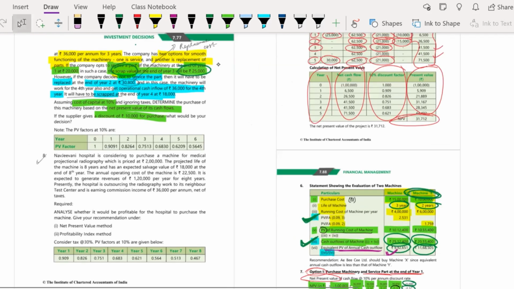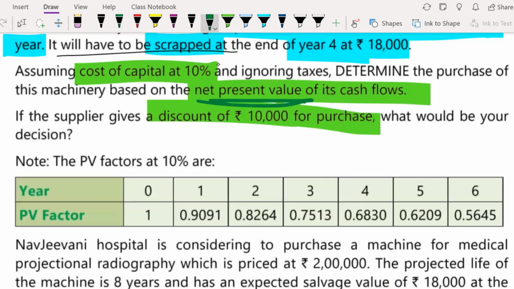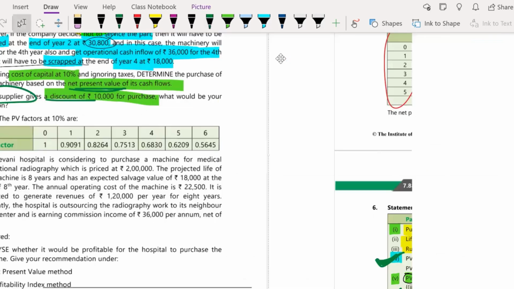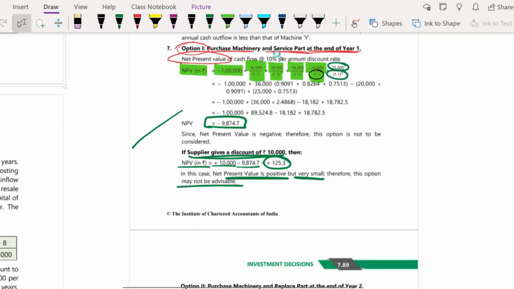Okay. Here, remember in the question, you have to first find out the NPV separately and give your decision. And then you have to say that if the supplier gives a discount, then what will be your decision? So, two types of decision you have to give. That's why they have told it as 2 points separately here.